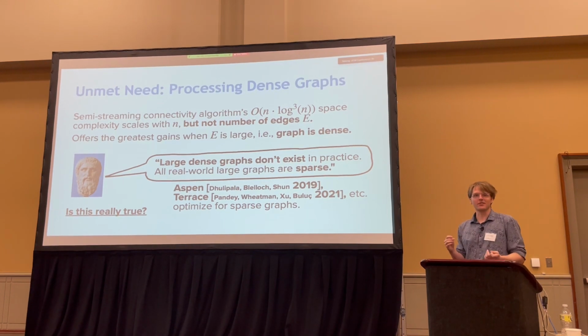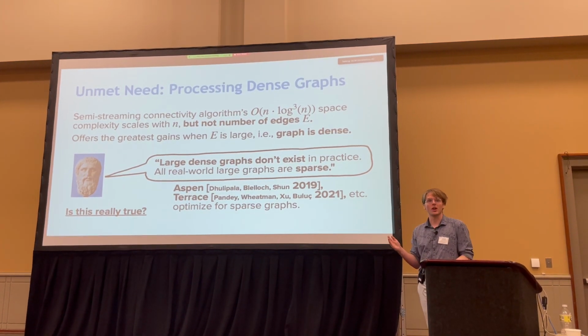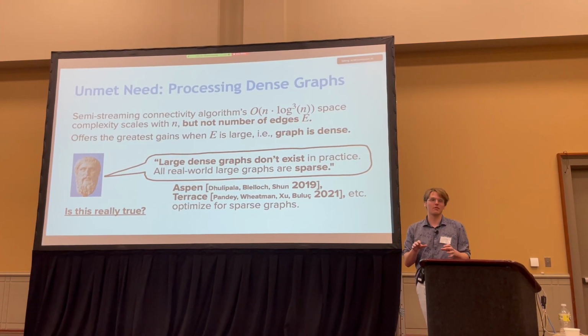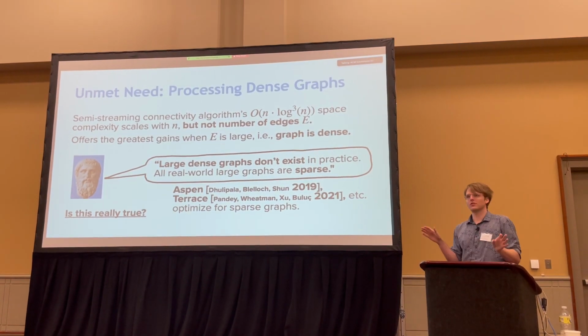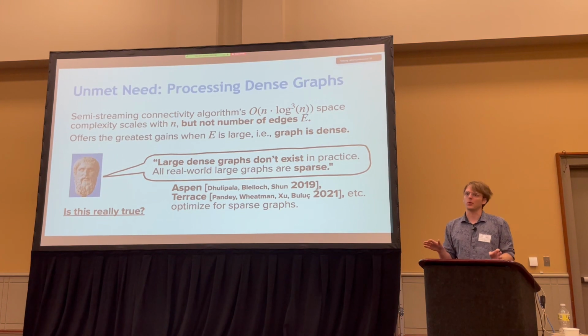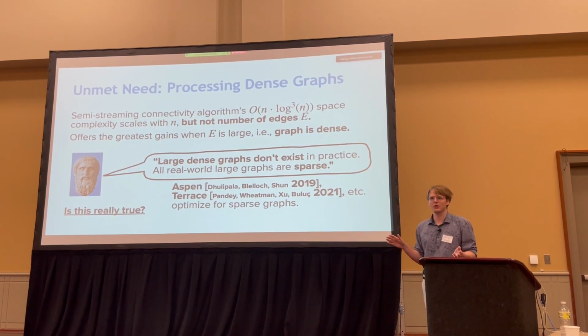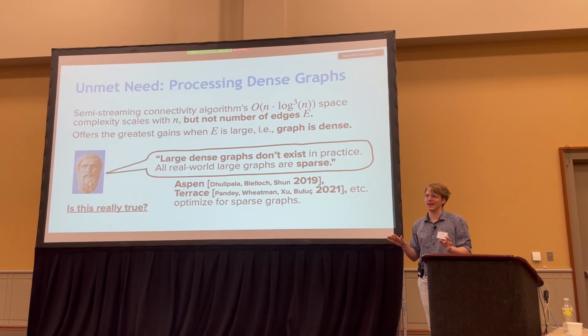And indeed, existing systems such as Aspen and Terrace, like I mentioned before, optimize for the special case of processing sparse graphs. And so I would like to ask, of course, sparse graphs and processing them are extremely important, but I'd just like to raise the question, is it really true that they're the only game in town?